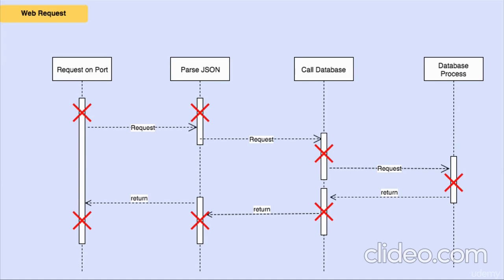Now, what's important to understand, I put red X's here, and in a traditional sense, each one of these is where blocking is going to occur. In the traditional servlet API, we have blocking in that.